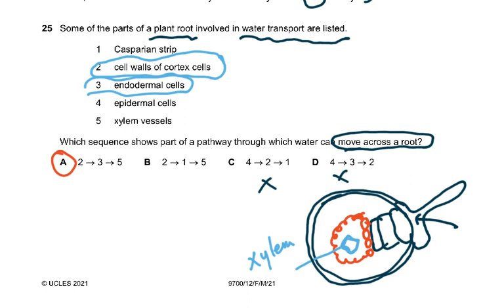Now, part of a plant root involved in water transport, and it says pathway through which water can move across a root. Casparian strip blocks it. So Casparian strip shouldn't be in it because it blocks the pathway. Water will only go through the symplast pathway. Apoplast pathway will be blocked.